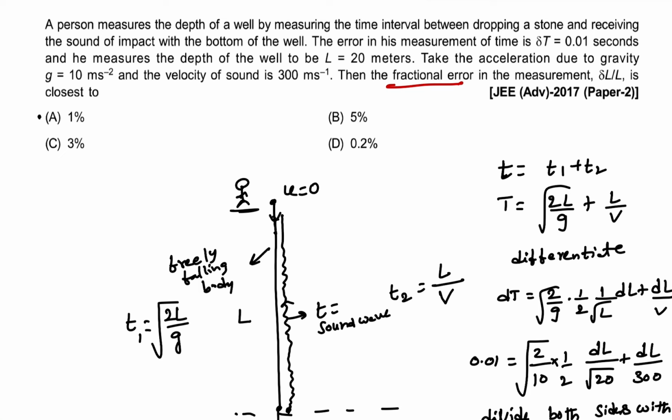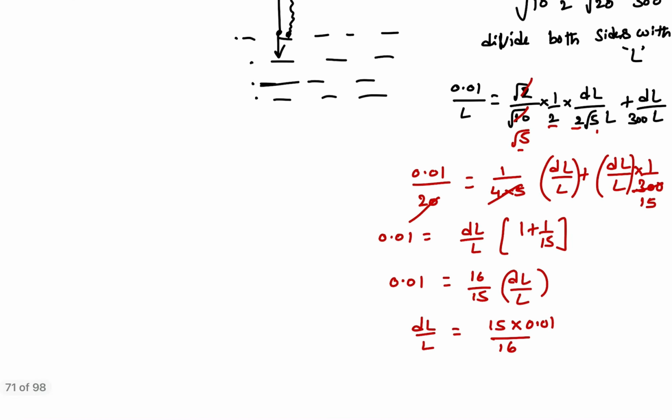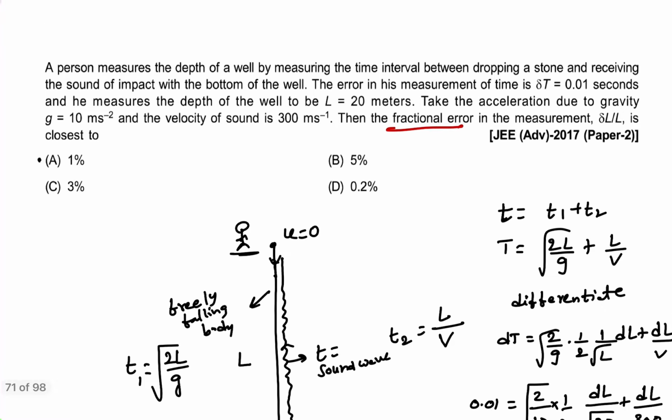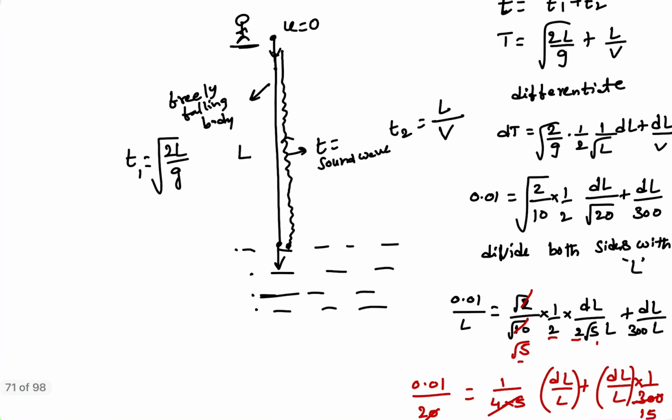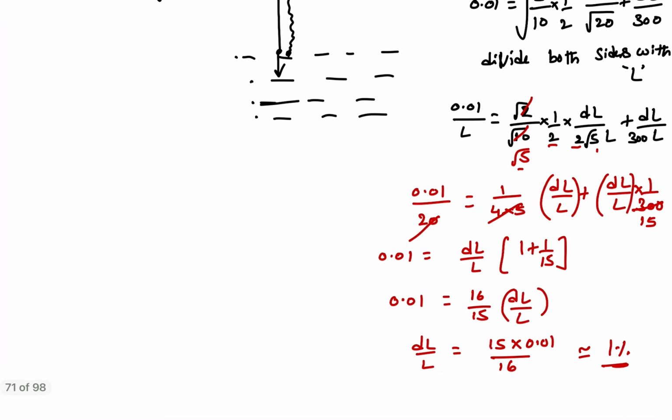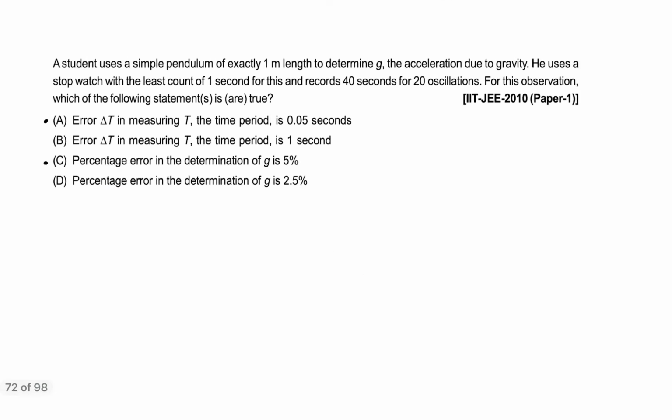Now observe what they are asking. They are asking for the fractional error in measurement, but finally they have given percentage values also. Let us see what the percentage value is. 15 by 16 approximately gives 1%. So the first option, approximately 1%, is the closest value.